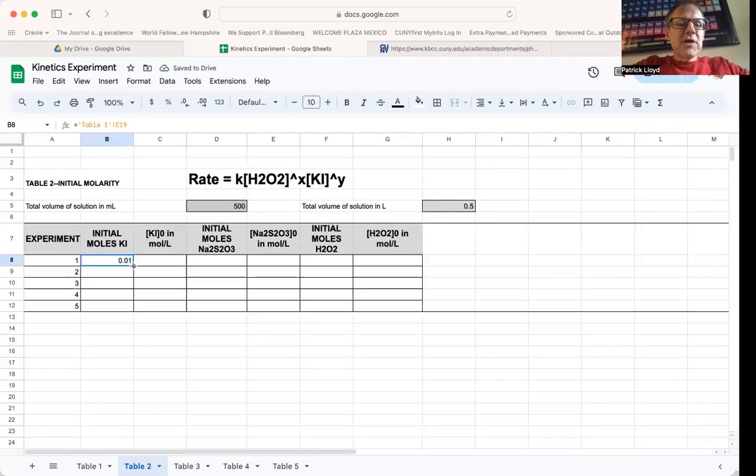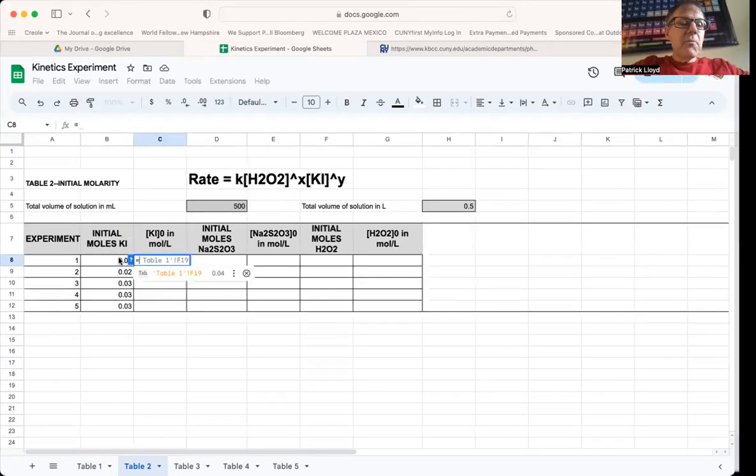Again, it's smart enough that if you then just come down, it will actually go to the next cell in the previous table. Just make sure you hit equal sign so that it knows we're going to take some data from a previous table. Now, to find the initial concentration is just moles over liters. So equal sign, moles divided by liters. And here's our liters, 0.5. I'm going to hit that right there and then hit enter, and it did the calculation.